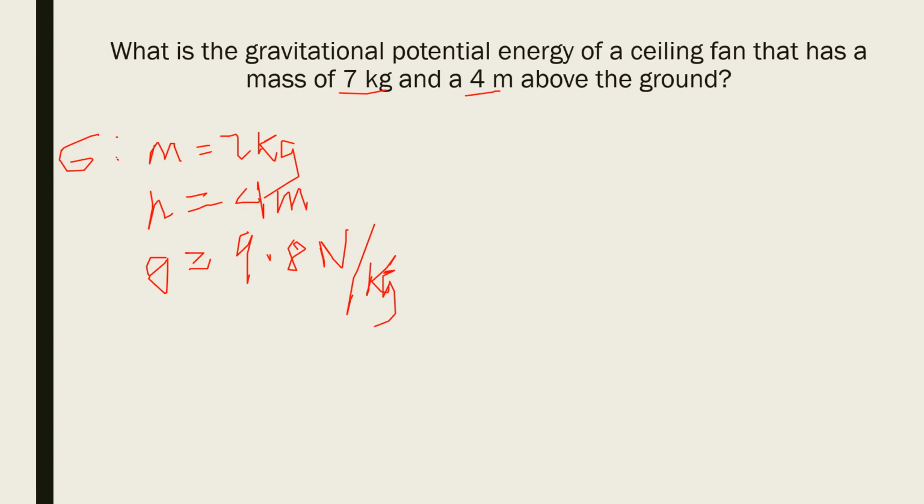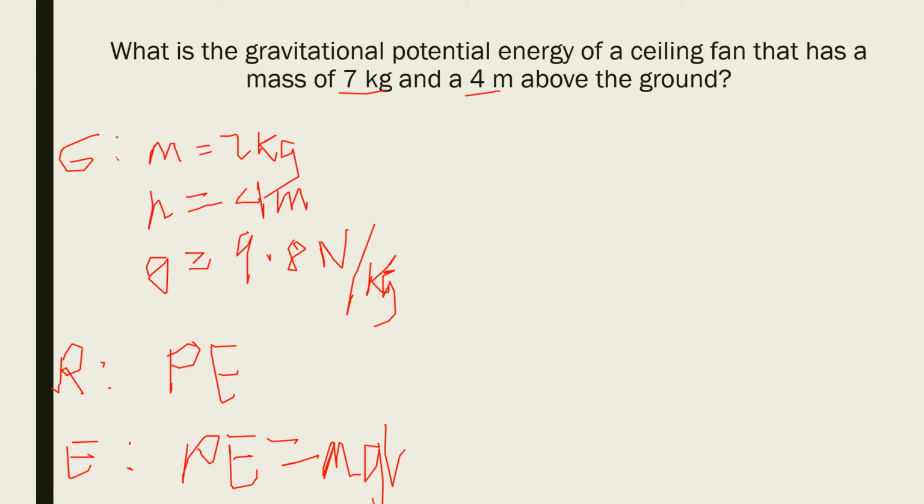So if you listened a while ago, you can answer this one by yourself, but I'm still going to guide you. For the required, or what is unknown, you are looking for potential energy. So what will be the formula for getting the potential energy? Potential energy is equal to mass multiplied by gravity times height, all in small letters.